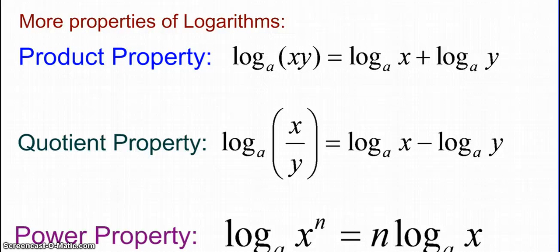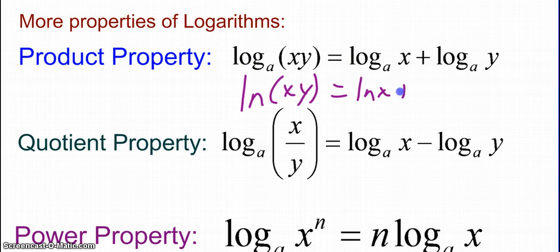This also applies to natural log as well. So natural log of xy is the natural log of x plus the natural log of y. That should make sense because, again, remember, natural log is log. It's just log base e. So if I make a into e, then I have natural log.